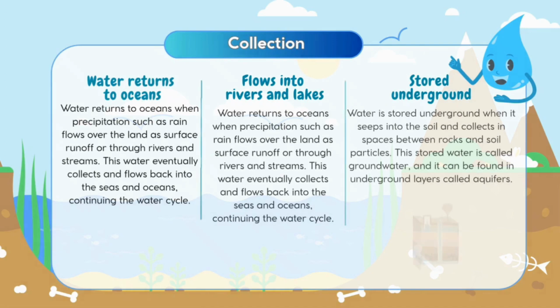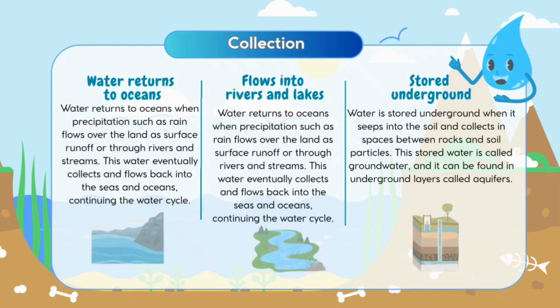Water returns to the ocean when precipitation, such as rain, flows over the land as surface runoff through rivers and streams. This water eventually collects and flows back into the seas and oceans, continuing the water cycle.